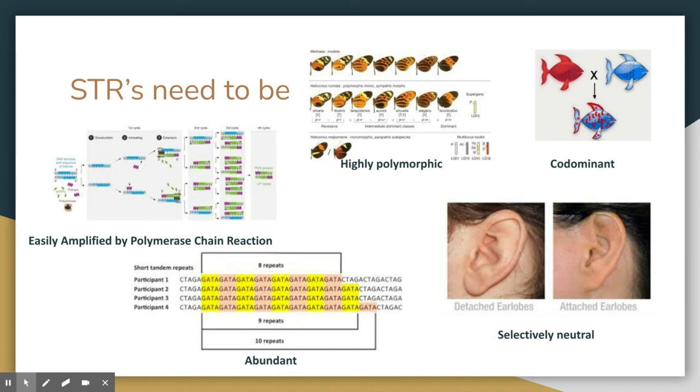STRs also need to be abundantly dispersed throughout a genome. They need to be codominant, meaning that they are able to detect both alleles they would inherit from their parents. Finally, they need to be extremely polymorphic, which means they have lots of different types of individuals in a single species.